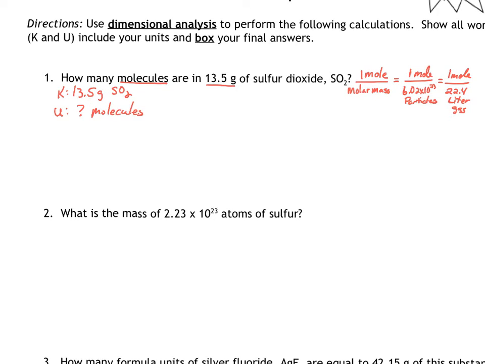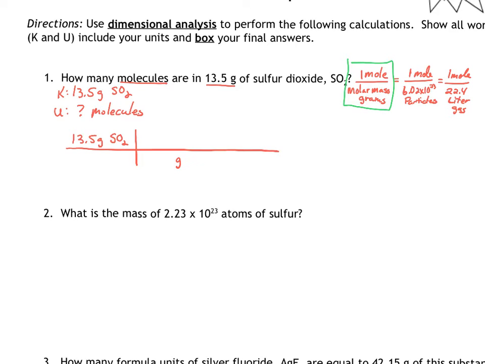So I'm going to start with my known at the top of my chart, so 13.5 grams of SO2. It may seem like it would save you some time not to write down SO2, but as we get into more advanced problems, you'll see that this is really helpful to keep track of what compound you're using. So I've got grams on the top, and if you remember factor label, if we have grams on the top, we need grams on the bottom. So I'm going to go to my conversion factor. Well, the molar mass is in grams. So this is the conversion factor I'm going to need, and I'm going to line these up so that grams is on the bottom.